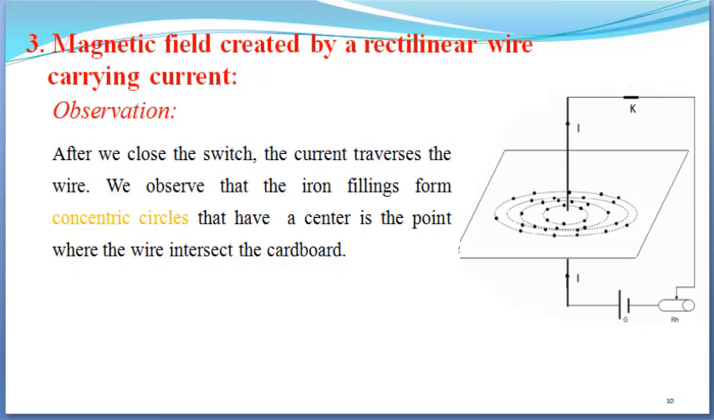Observation: after we close the switch, the current traverses the wire. We observe that the iron filings form concentric circles that have as their center the point where the wire intersects the cardboard. Look at the following figure.